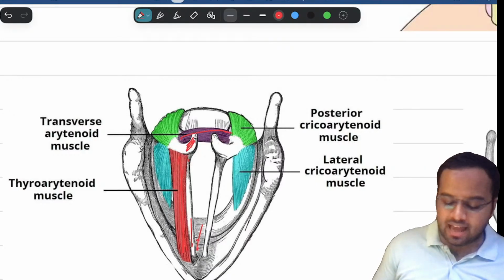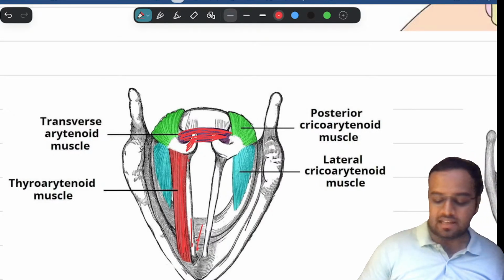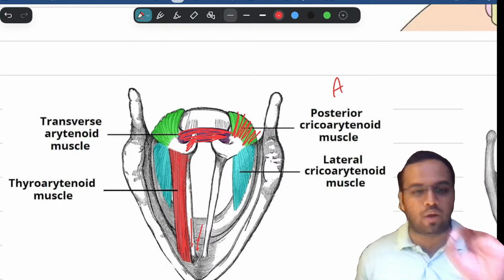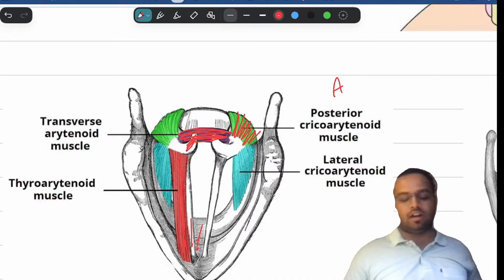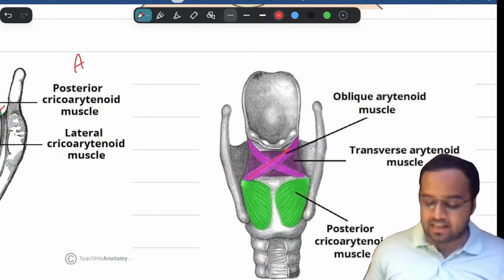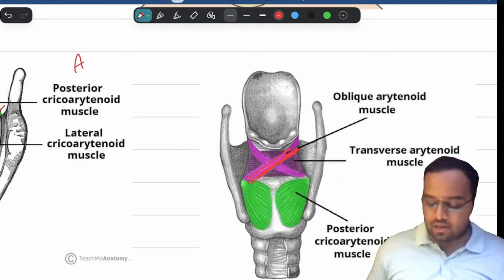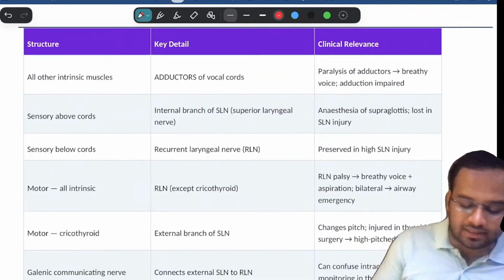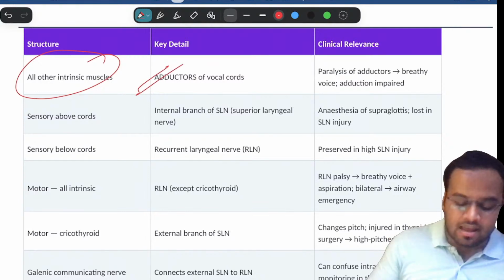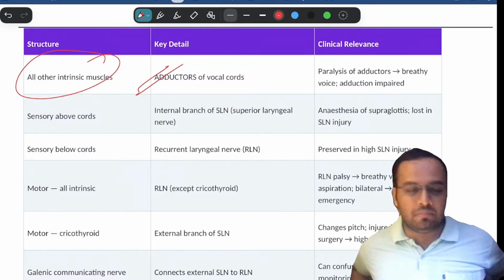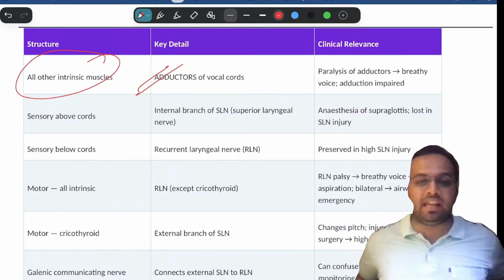Then between the arytenoids there are the transverse arytenoid muscles, and the posterior cricoarytenoid muscle is the only abductor of the cord. So always remember that all the muscles are going to adduct the cord except the posterior cricoarytenoid muscle. Here you can see these are the oblique arytenoid muscles, and these are called the posterior cricoarytenoid muscles. So all the intrinsic muscles of the laryngeal cavity are adductors except the posterior cricoarytenoid.